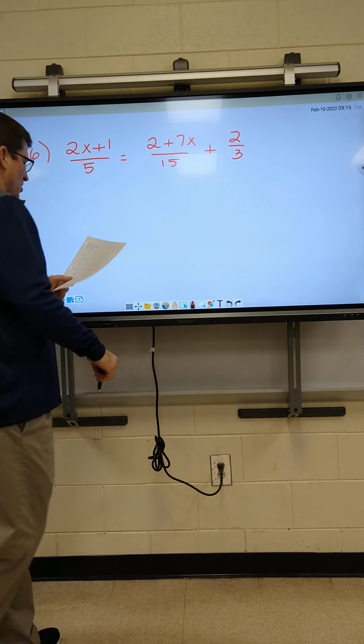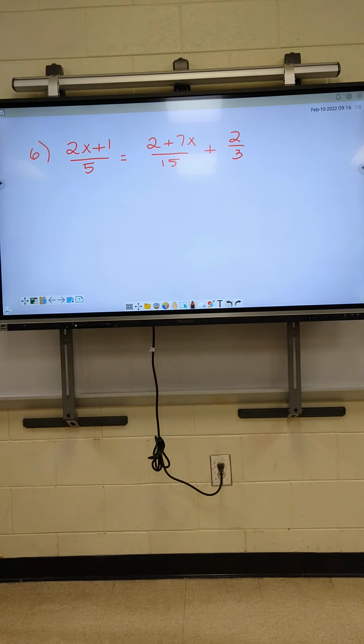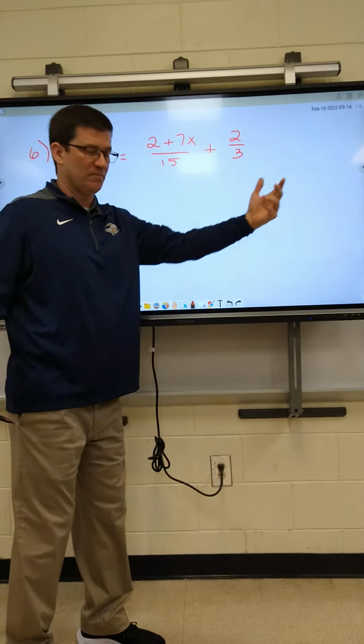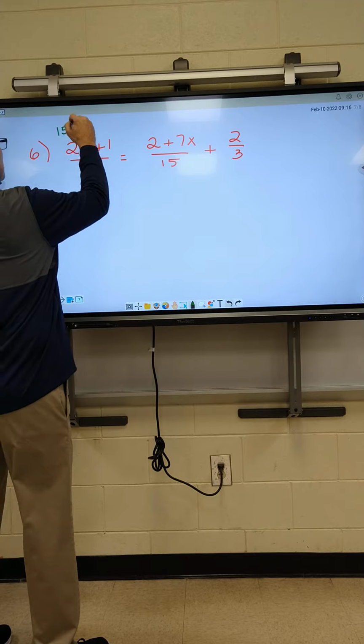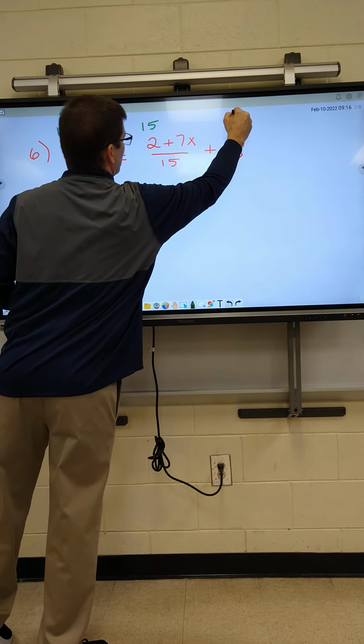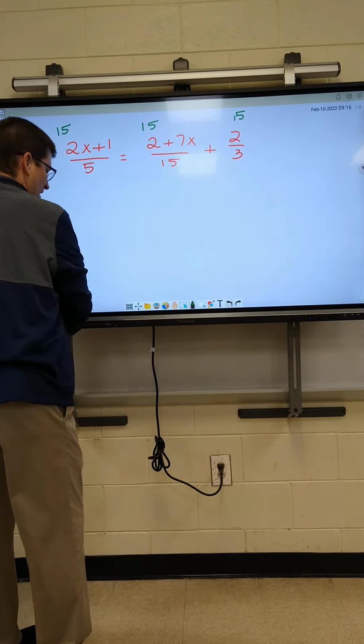All right, everybody look at number 6. What's our common denominator going to be on number 6? 15. I don't have to include the 5 or the 3. No, because they divide into 15. So I can just write 15, 15, and 15. See if you guys can do the crossing out step.